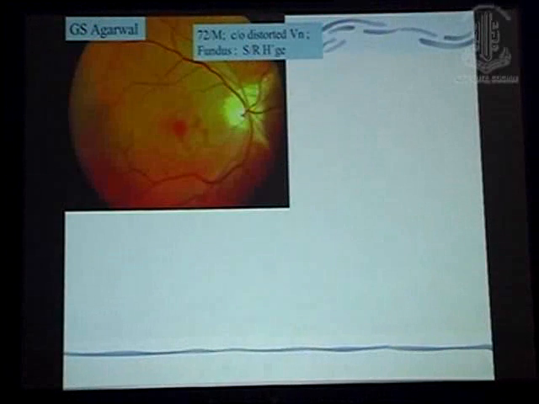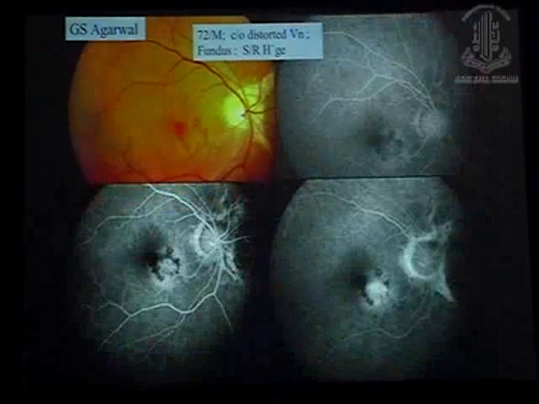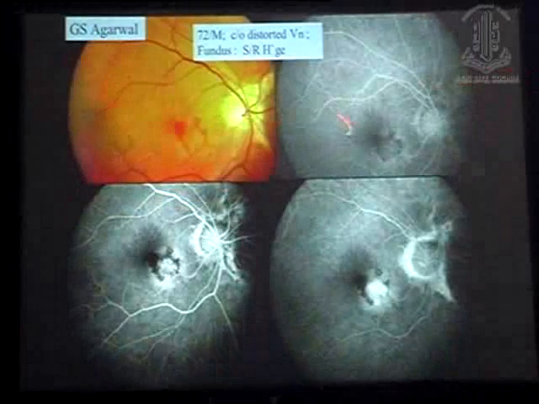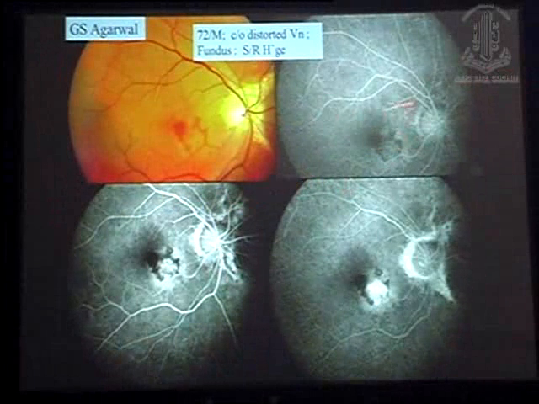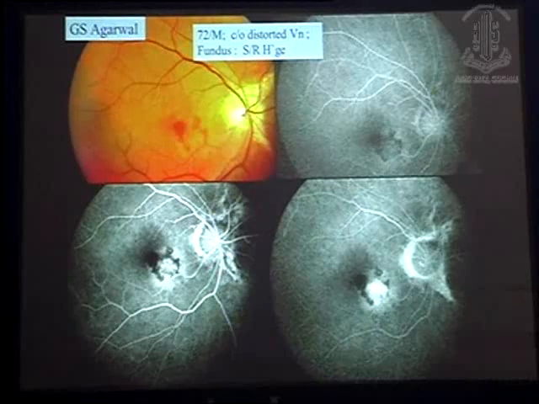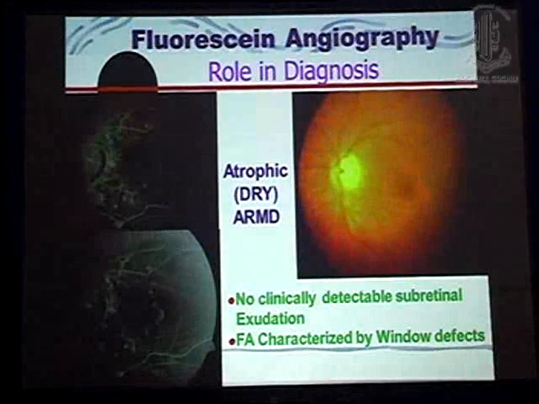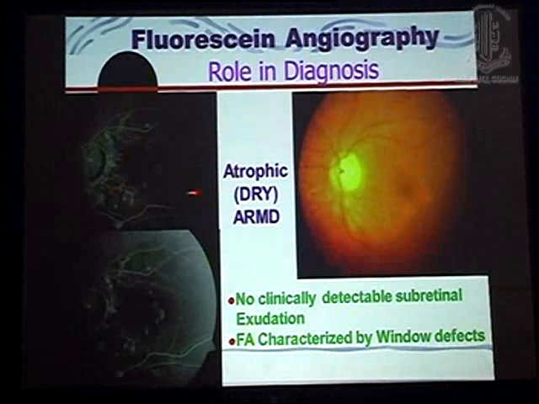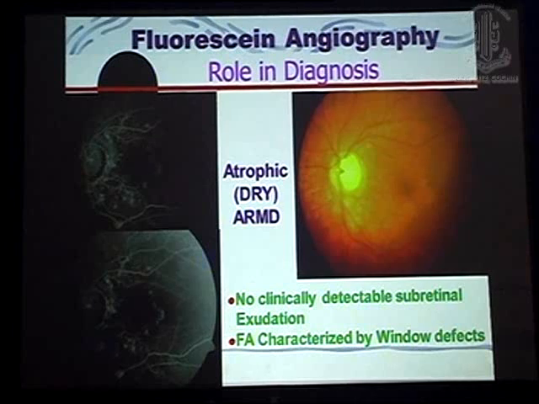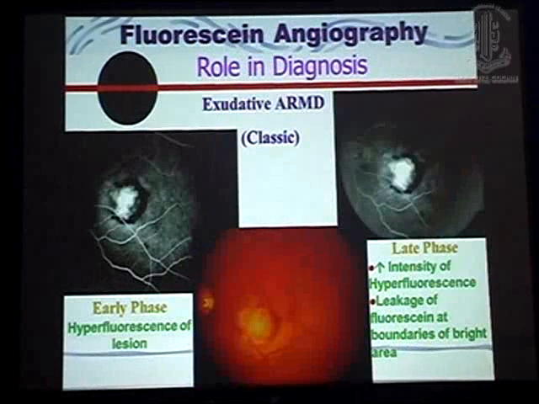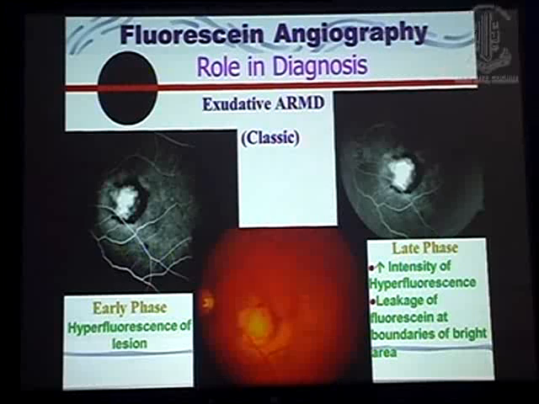We'll just go through a couple of clinical pictures of CNVM. Here is a patient who has a hemorrhage here, and you see what happens in the early phase. There is a slight lacy hyperfluorescence here which increases, so it's typical of a classic CNVM. In dry ARMD, what you will have is that there will be a window defect. There will be no increase in the hyperfluorescence with the subsequent phases. In a classic CNVM, the hyperfluorescence will begin very early, and this will increase the leakage from the margins of this hyperfluorescence.